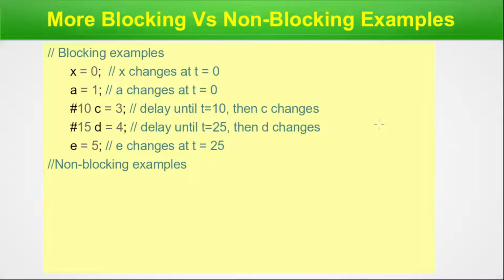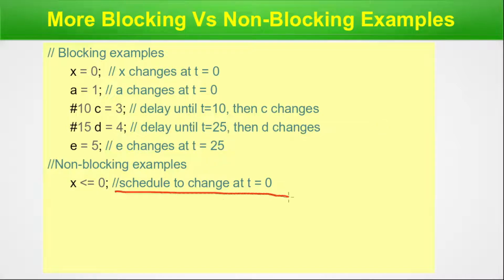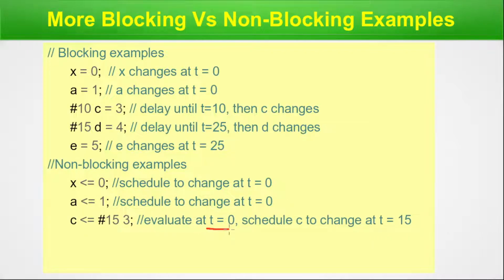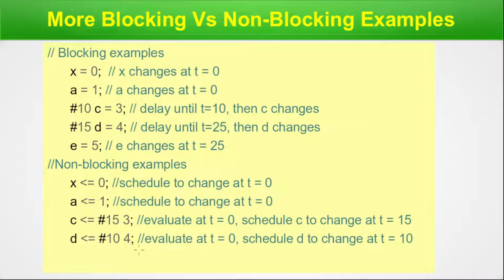So now see similar examples in non-blocking assignment. This is scheduled to change at t equal to 0. That means here we have nothing to evaluate. So it is scheduled to change at t equal to 0 once all the non-blocking assignments are exhausted. So here, evaluate at t equal to 0, schedule to change at t equal to 15. That means once t goes up to 15, this value transfer will happen. Now here it is the same: evaluate at t equal to 0, schedule to change at t equal to 10.